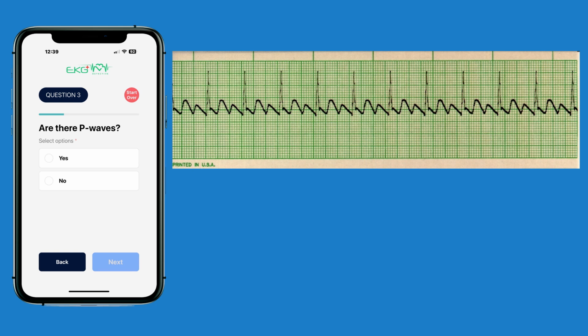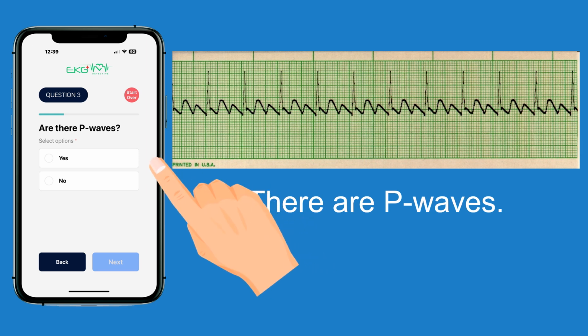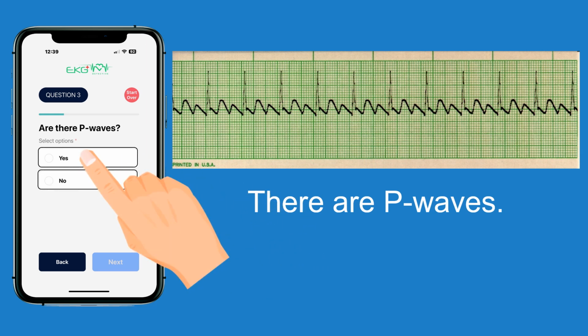The third question the app is going to ask us is whether or not there are P waves. Looking at our example, it does look like we have a P wave that's in front of every QRS, so they are present. So we will go to our app and we will select yes, and then we will hit next to go to the next screen.